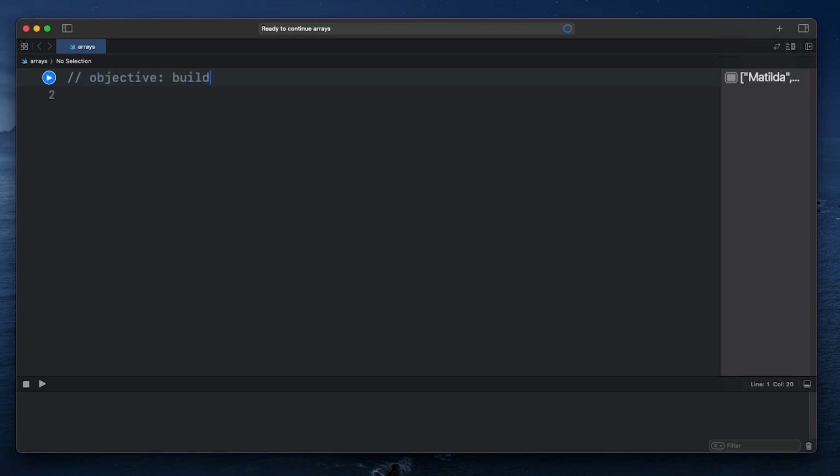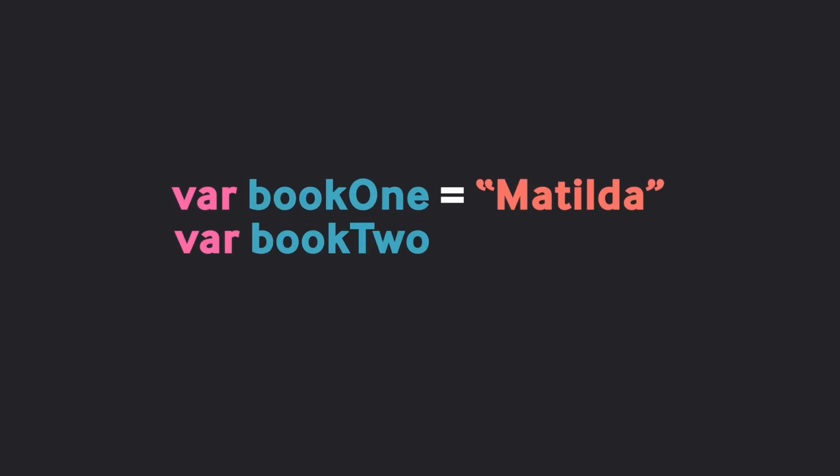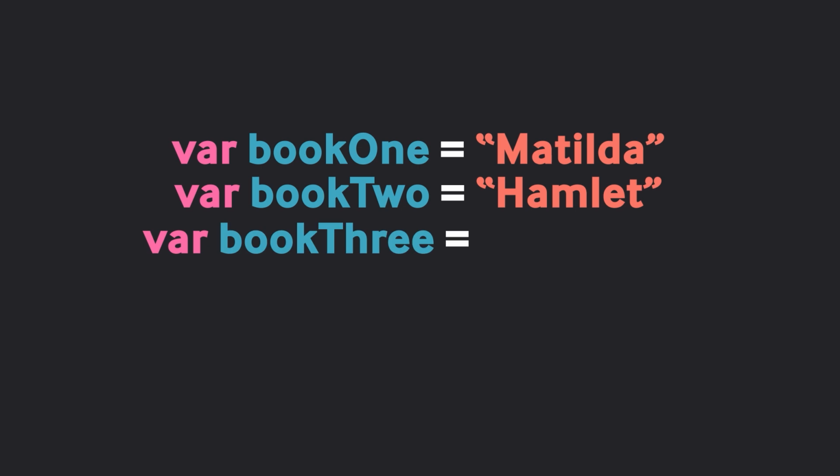Let's say that you're building an app that stores a reading list. You might start by creating a variable for each book, like so. var book1 = Matilda, var book2 = Hamlet, var book3 = Macbeth. This works, but only barely.